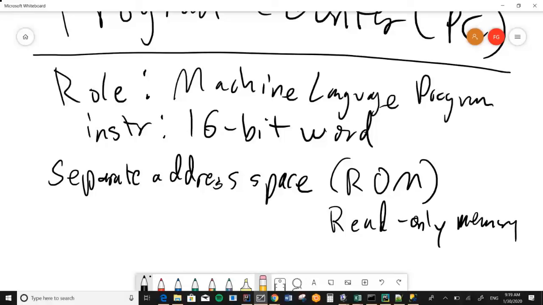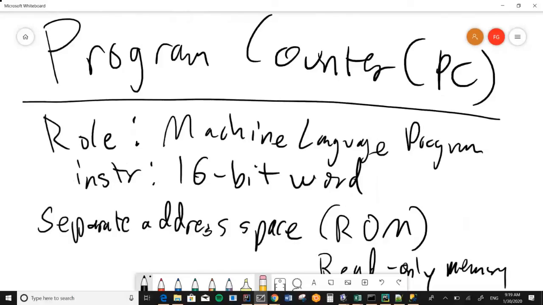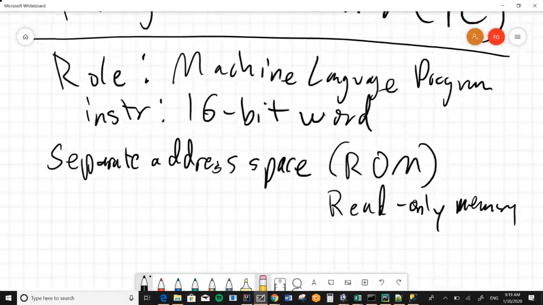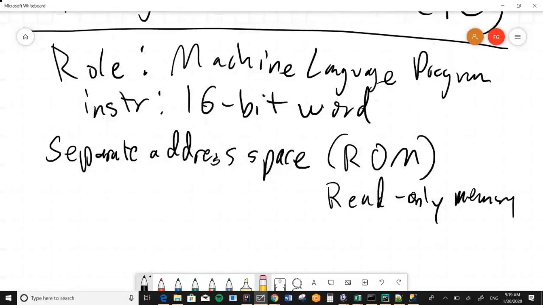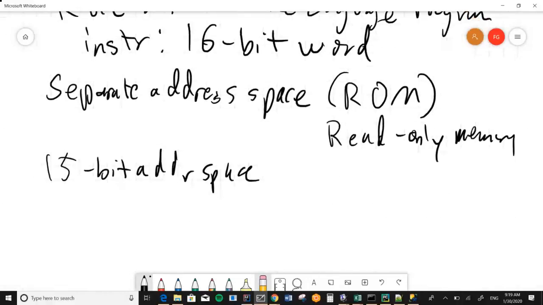Okay. But here we're going to have two separate address spaces. The program counter then is an index into the address space where programs are stored. It's an index into the address space where programs are stored. It turns out that it's, I think, a 15-bit address space. Maybe it was even 16-bit. It doesn't really matter for our purposes.